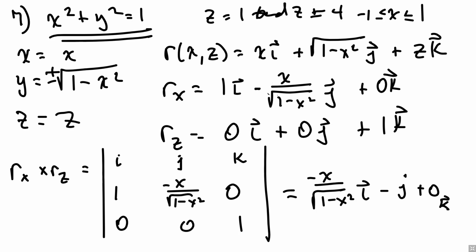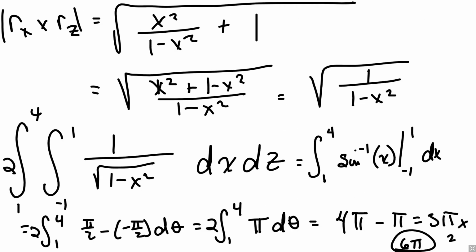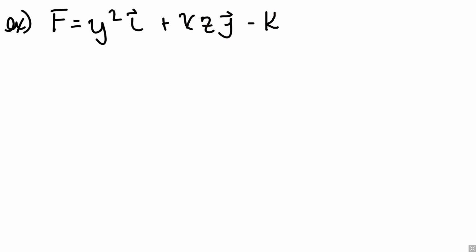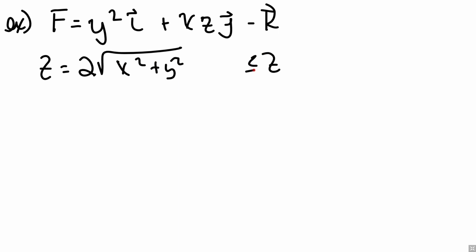Okay, so let's look at our last example. We are told that F is equal to y squared in the i direction plus xz in the j minus 1 in the k, outward, normally away from the z-axis, through the cone z equals 2 times the square root of x squared plus y squared, where z is bounded between 0 and 2.